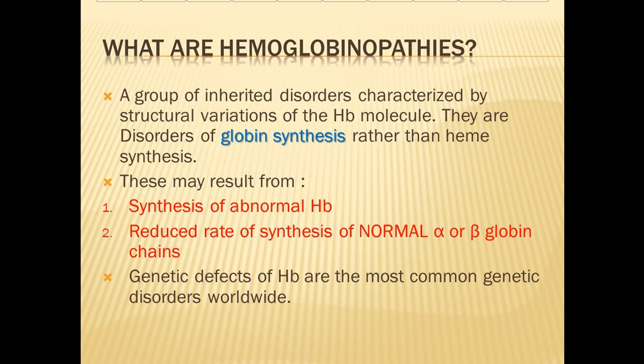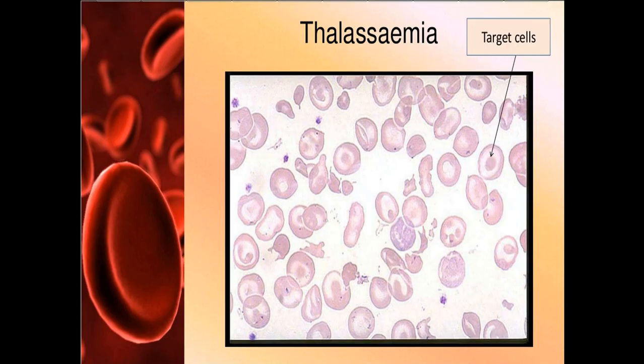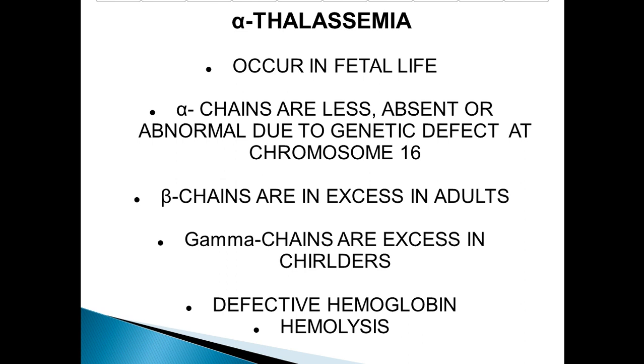genetic defects of hemoglobin are the most common genetic disorders worldwide, which includes thalassemia, an autosomal recessive inherited disorder characterized by abnormal hemoglobin due to mutation in the DNA of hemoglobin producing cells. Types: alpha thalassemia, beta thalassemia. These are the target cells in the thalassemia. Alpha thalassemia occurs in fetal life. Alpha chains are less, absent or abnormal, and the genetic defect is at chromosome 16.